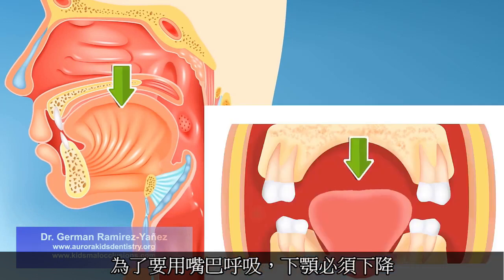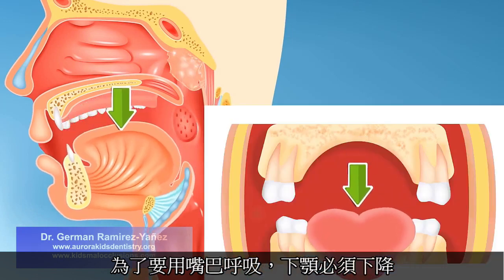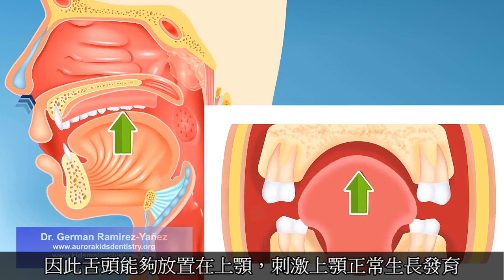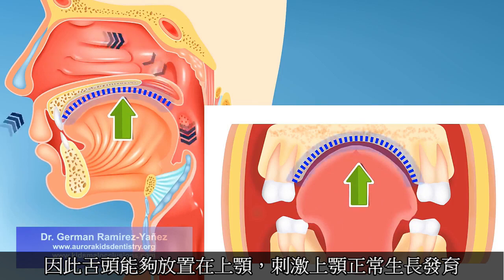In order to breathe through your mouth, your lower jaw has to come down, and your tongue has to rest on the floor of your mouth. Breathing through the nose is the correct way, and so the tongue is able to rest on your palate, stimulating a normal growth and development of your upper jaw.